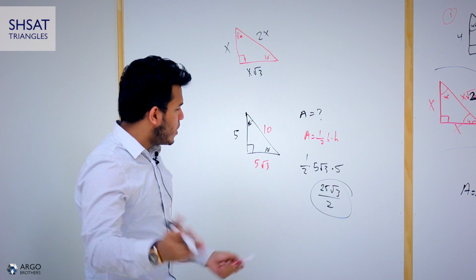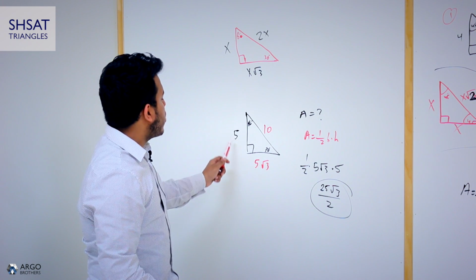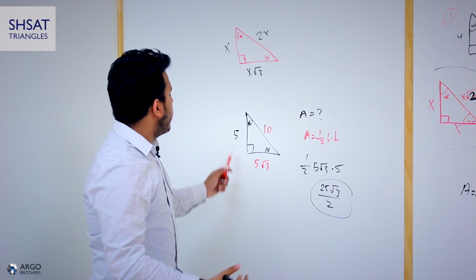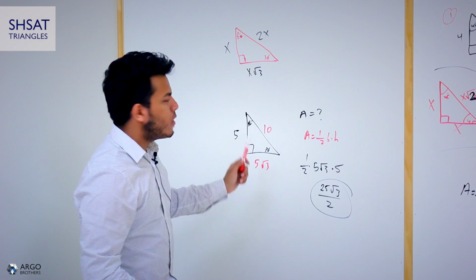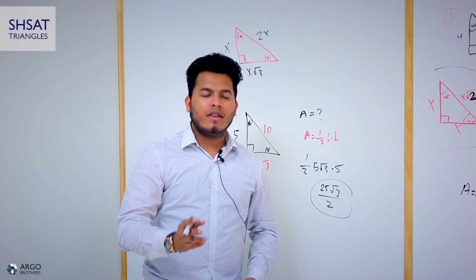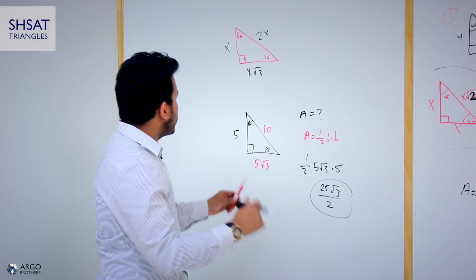If you want to find the perimeter, go ahead and try that yourself. For the perimeter, go ahead and add up all these lengths over here. So 5 plus 5 radical 3 plus 10, and then you can find the perimeter. Let's go ahead and take a look at another question.